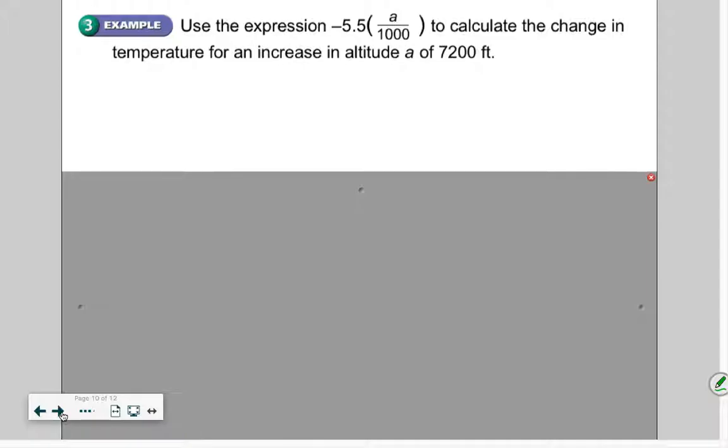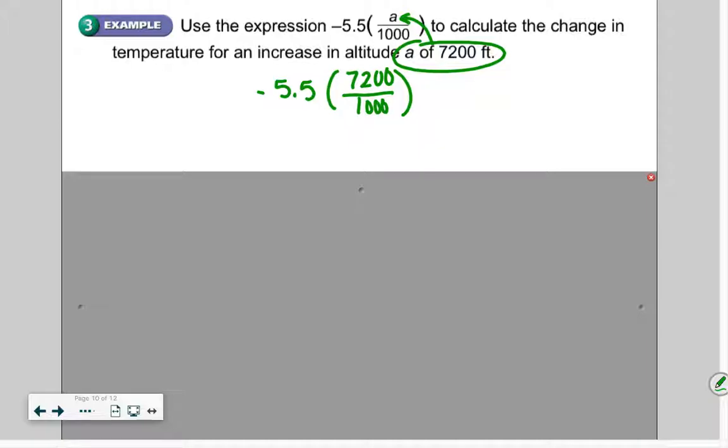Use the expression negative 5 and 5/10 times a over 1,000 to calculate the change in temperature for an increase of altitude A of 7,200 feet. Isn't that 7,200 feet going to go where A is? So our question becomes multiplying negative 5 and 5/10 times the fraction 7,200 over 1,000 to calculate how the temperature changes as you start to climb, increasing in altitude.